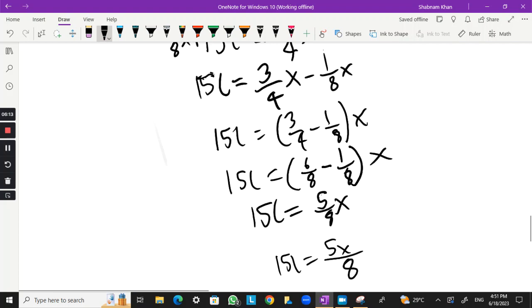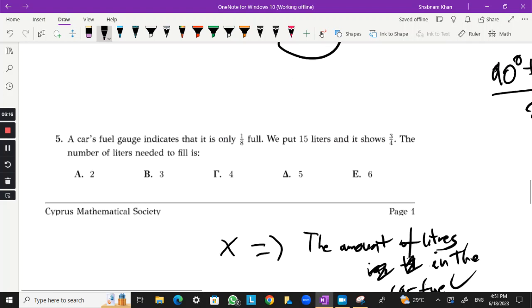So when we go back and check the options, the number of liters needed to fill is 6. So the answer is eta.